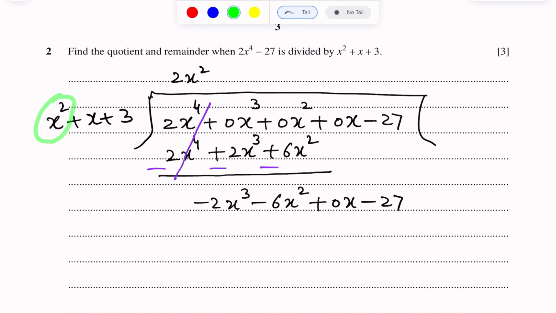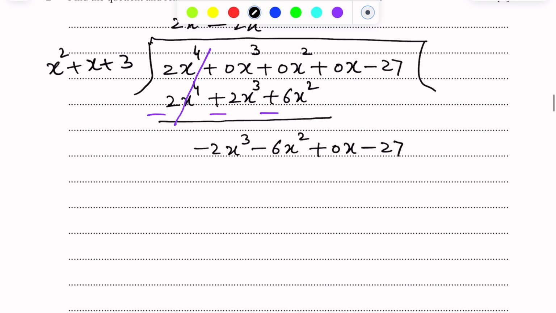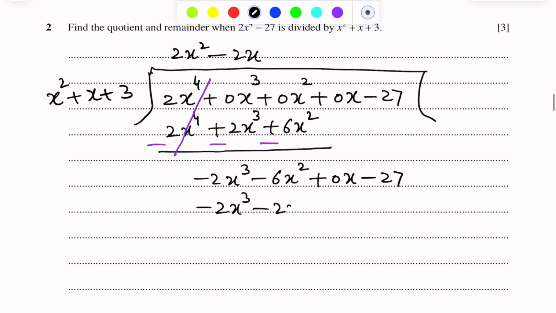X square will be multiplied by minus 2x, so we may have minus 2x cube. Minus 2x multiplied by first term of the divisor, that is x square, we get minus 2x cube. So we are writing here minus 2x cube. Now minus 2x will be multiplied by x. This becomes minus 2x square. Minus 2x will be multiplied by 3, that is minus 6x.